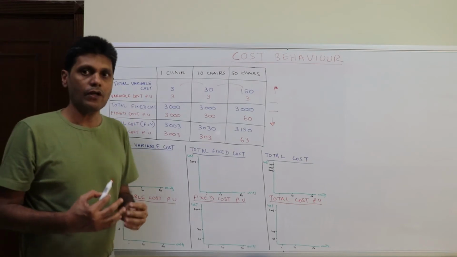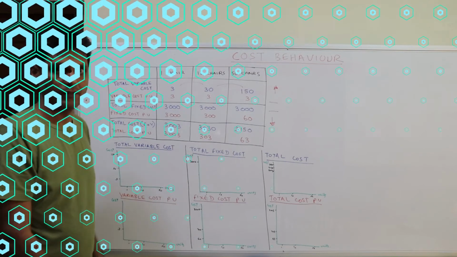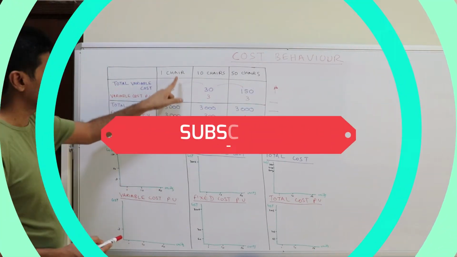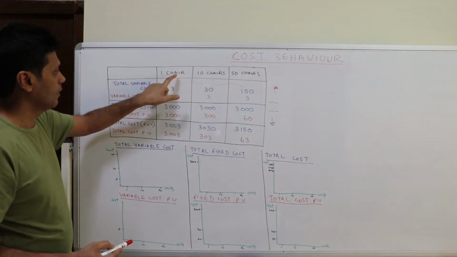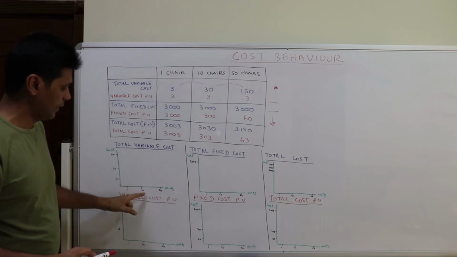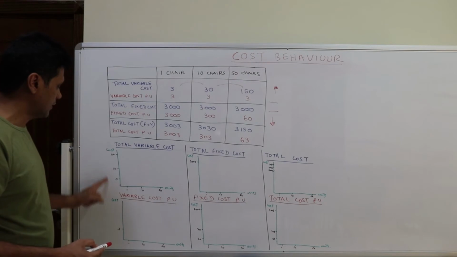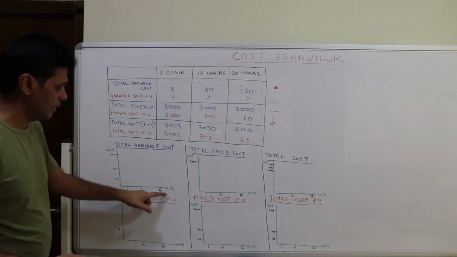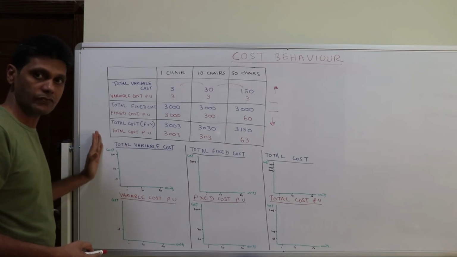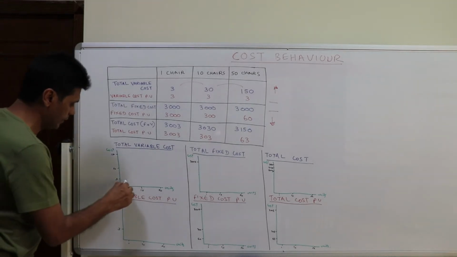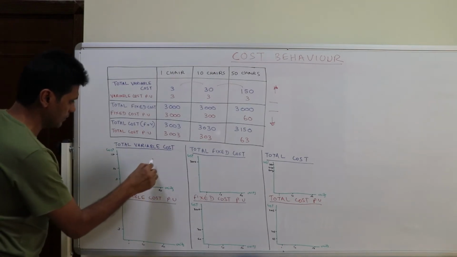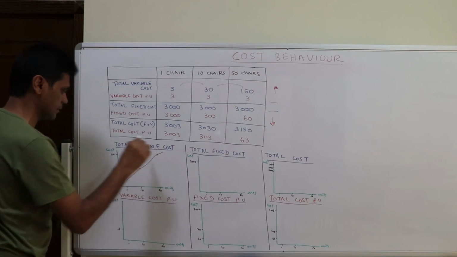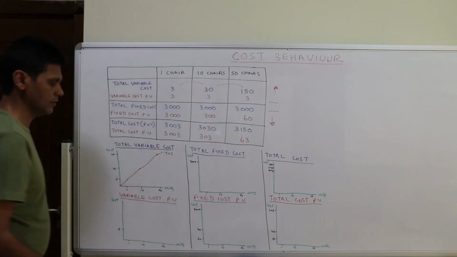Now let's try to plot this information into this graph. First of all, we'll try to plot the total variable cost based on the information. As you can see, the activity level will be 1 chair, 10 chairs and 50 chairs. So 1, 10 and 50 units. And on the vertical axis you have the cost 3, 30, 150. So as the quantity increases, the total cost will increase. Therefore, when you plot this, the graph will look like this. It's a linear upward curve. So this is the total variable cost curve.